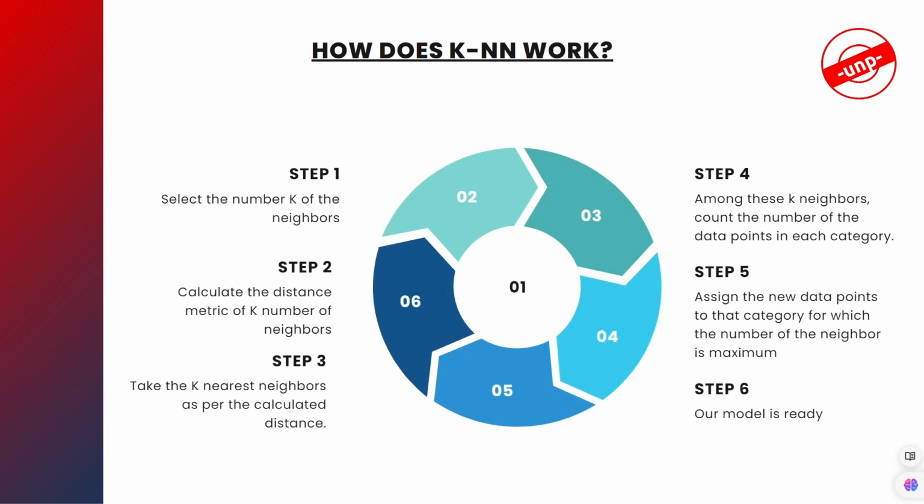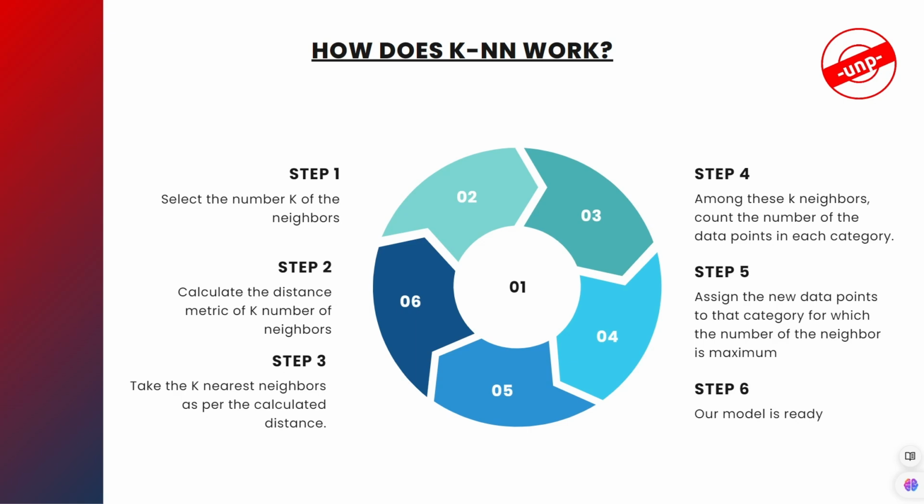Step 1. Select the number K of the neighbors, meaning choose how many nearby data points or neighbors to consider when making a prediction. Step 2. Calculate the distance metric of K number of neighbors, meaning measure the distance between the new data point and each of the K nearest existing data points using any of the distance metrics. It can be Euclidean, Manhattan, Minkowski, etc.